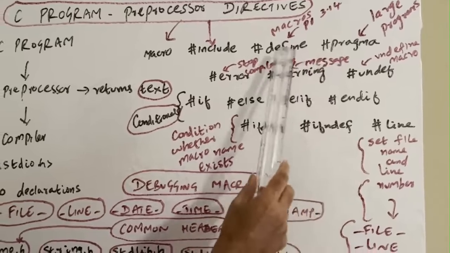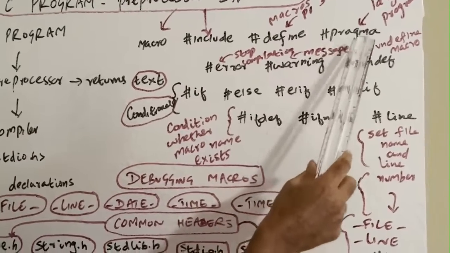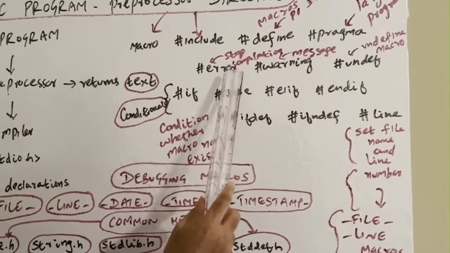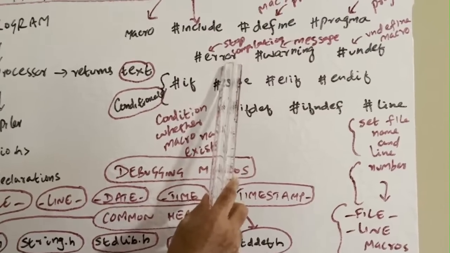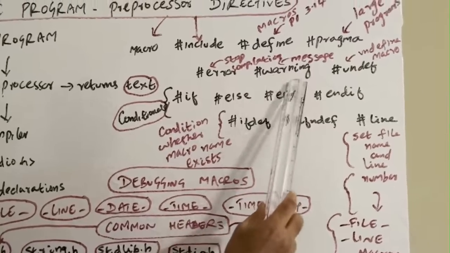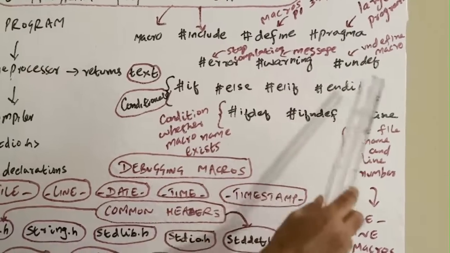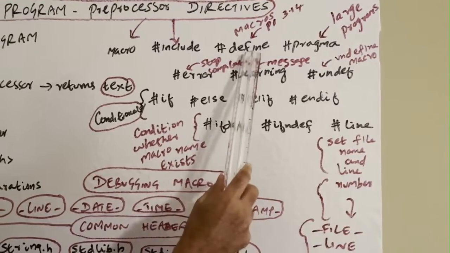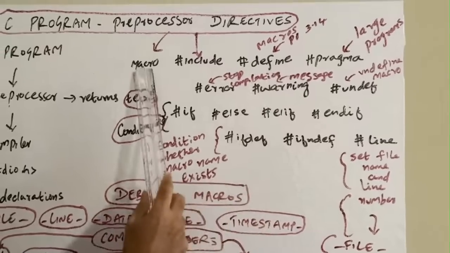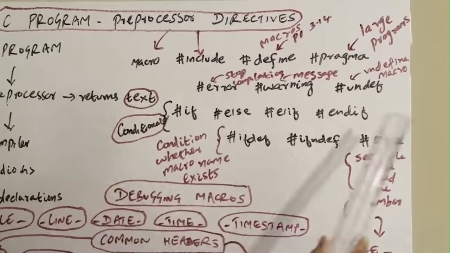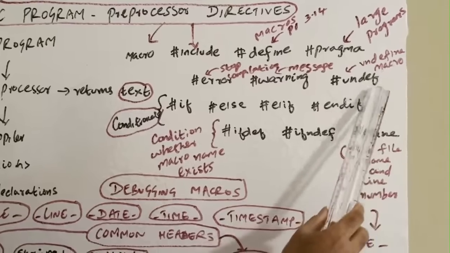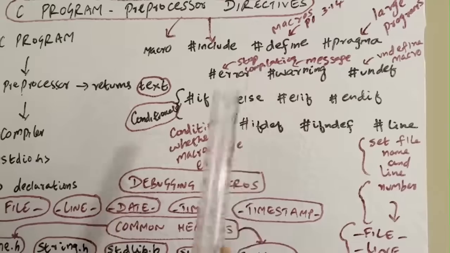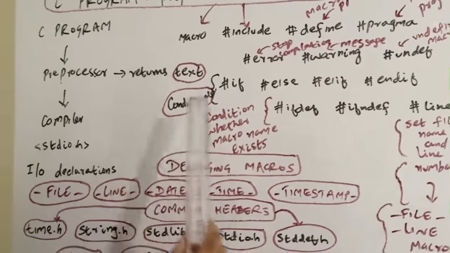Another one is called #define, and #pragma. All these are directives. #error is for exiting the program if there is an error. #warning will give a warning message. #undef is for undefining a macro. With #define, we define a macro using the macro keywords. These are all keywords. If you want to undefine a macro, use #undef. Pragma is used for large programs. It's a special directive. Let's continue here.